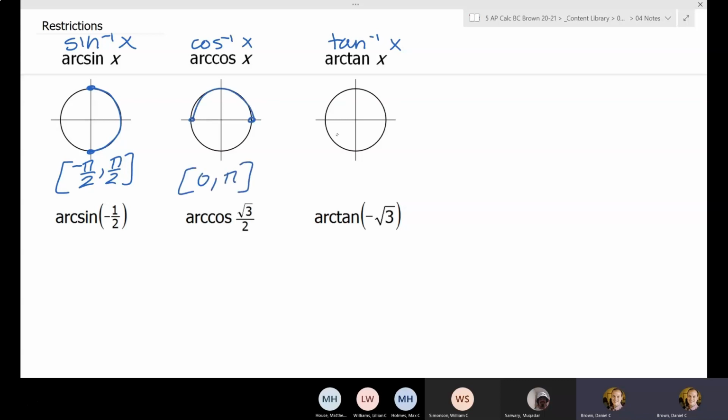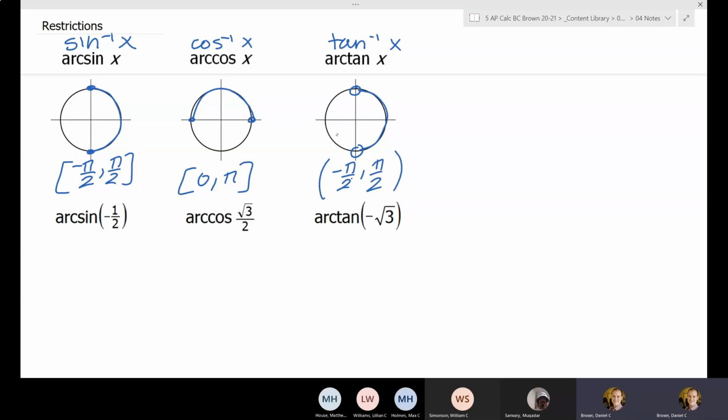And then tangent is going to be in which two quadrants? First and fourth. Technically, tangent does not exist at the reference angles of 90, but it's basically the same interval as arc sine.